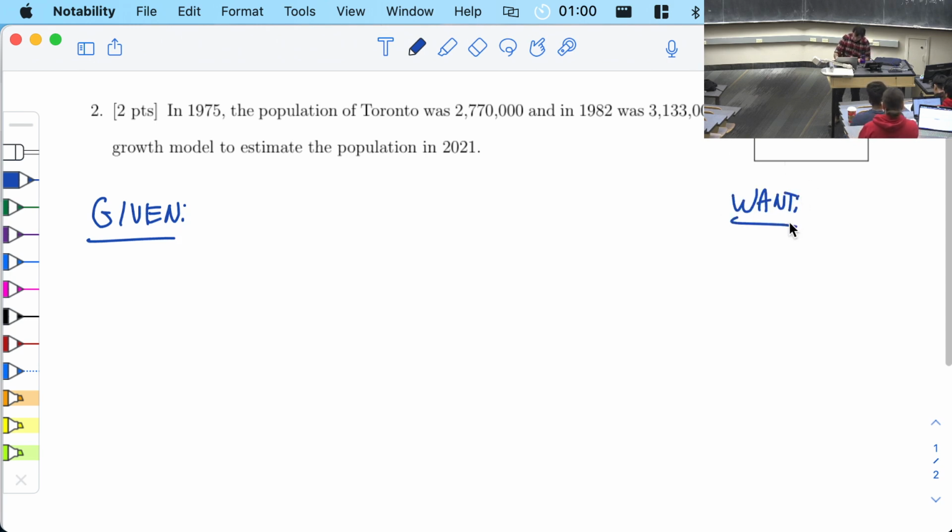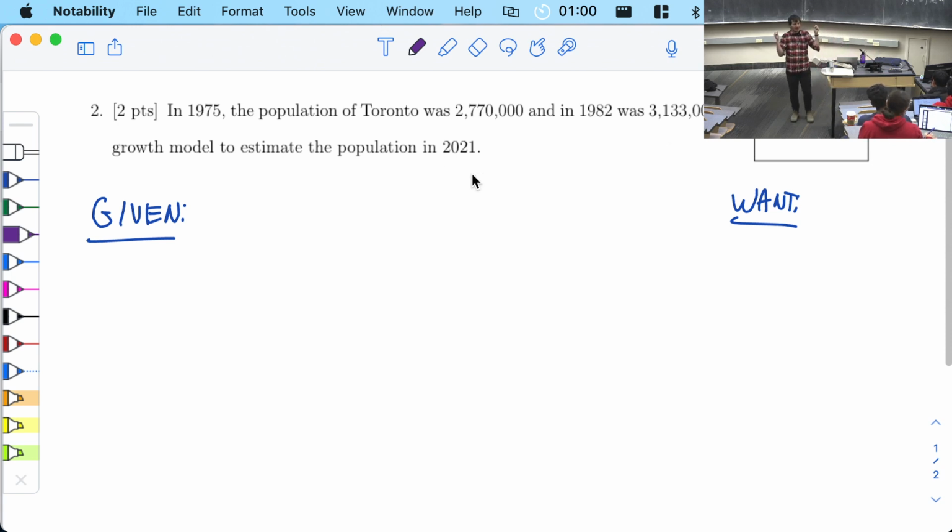And this is a good problem where there's in-between points, and it does a good job of making sure you're using the formulas that we've done in the class as intermediate points. So in this particular problem, the key thing, maybe I'll read the whole problem out loud once. In 1975, the population of Toronto was 2.77 million. In 1982, it was 3.133 million. Use an exponential growth model to estimate the population in 2021.